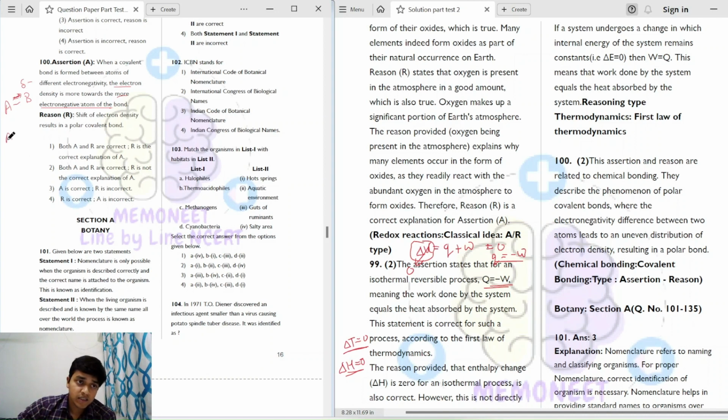So the electron density will shift like this towards B instead of being equally spread out. The electron density will be more towards the more electronegative atom. So this creates a dipole and the bond becomes polar, right? So assertion is the correct statement. If we talk about reason, the reason says that the shift of electron density results in a polar covalent bond. So this statement is also correct, but the reason statement does not explain the assertion. So that is why we can say that both assertion and reason are correct, but the reason is not the correct explanation of assertion. So option 2 will be correct.